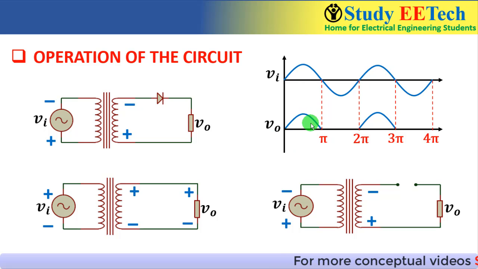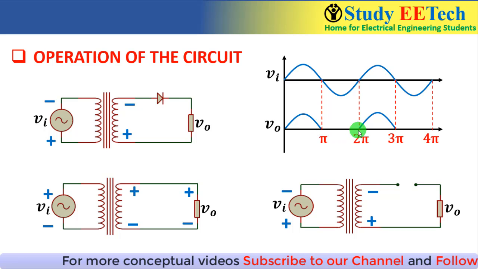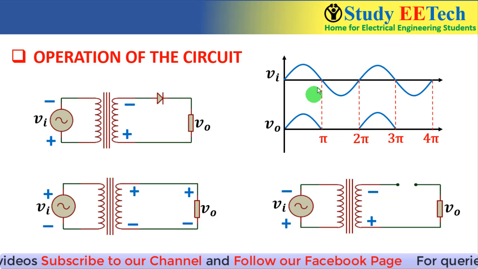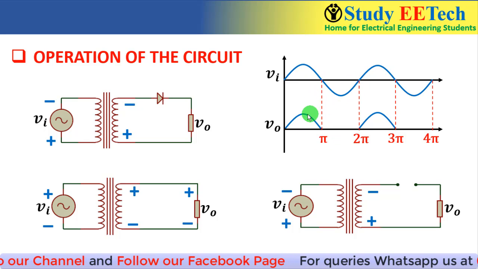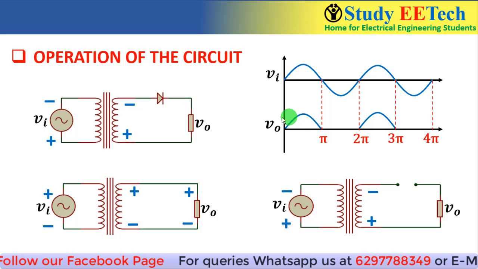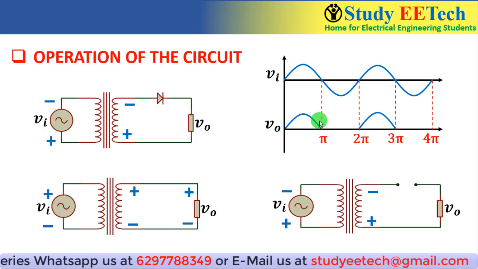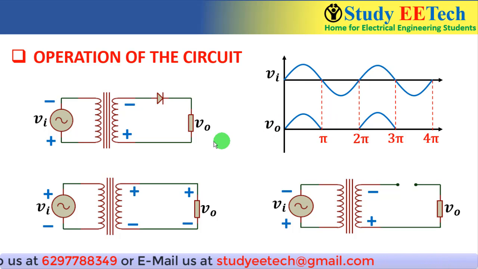Now we see here, out of this whole voltage, we get the output only in the positive half cycle. In the negative half cycle, we do not get any voltage. That means in the output we get half of the input voltage, and that's why it is called a half wave rectifier. In the next video, we will calculate the average voltage and RMS voltage.